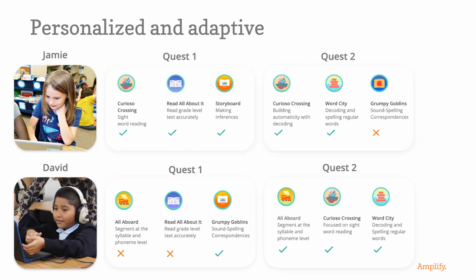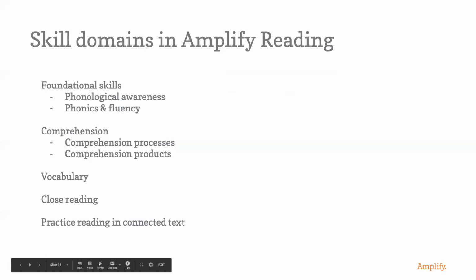They get additional support and challenges that are just right for them. These are the skill domains in Amplify Reading, and I did allude to them already, but just wanted to call them out here. We focus on foundational skills, which includes phonological awareness, as well as phonics, letter sound correspondence, and fluency. We have a big focus on comprehension, including both comprehension processes and comprehension products, which I will get into in a later slide, what the distinction is between those two. We include vocabulary, practice with close reading, and then importantly, practice reading in connected text, which we do in several ways. And I will get into that in a little bit as well.